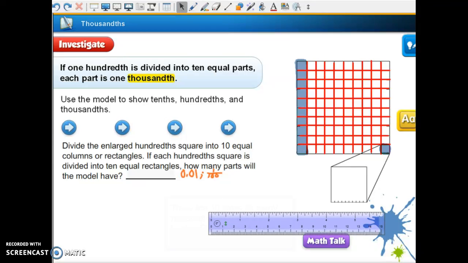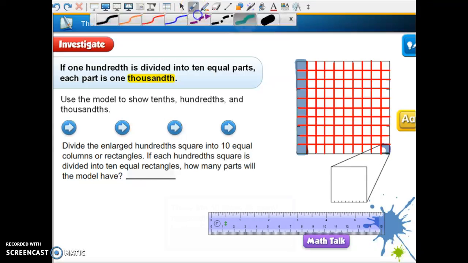Now we're going to divide this. They've taken this little square and they've enlarged it. Sometimes people do this on maps. If you're in a city and you want to see a certain spot, there's an enlarged piece. So they've taken that little square that's 100 and they've enlarged it, and it says, divide the enlarged 100th square into 10 equal columns or rectangles. So you're going to do that same thing you did.